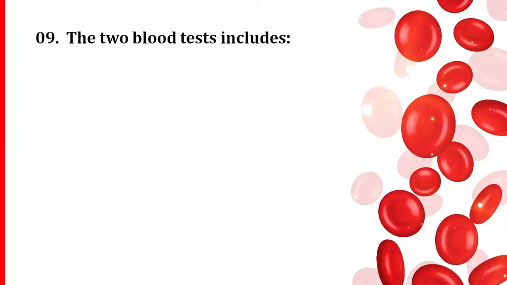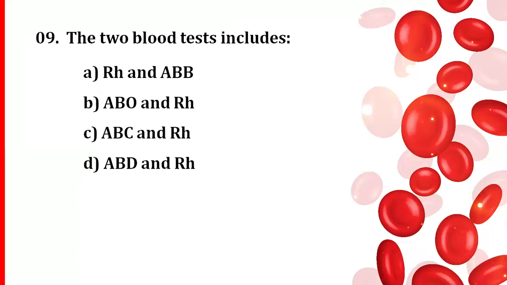Next question. The two blood tests include option A, RH and ABB, option B, ABO and RH, option C, ABC and RH, option D, ABD and RH. Here the right answer is option B, ABO and RH. So what are the two blood tests we do? That is ABO and RH. ABO grouping is to know the blood type. And RH typing is done to know whether it is a positive group or negative, that is, the antigen.